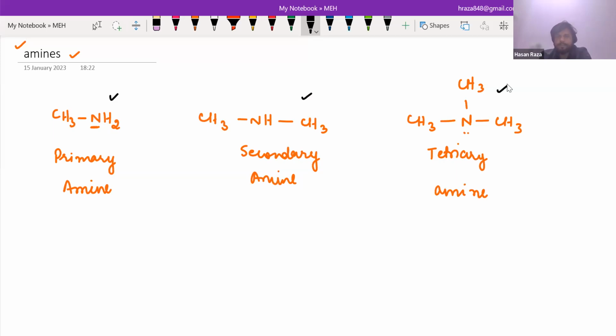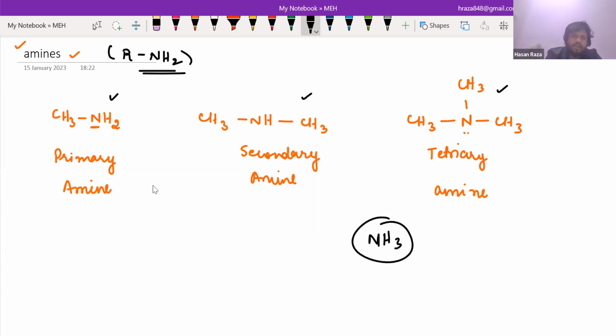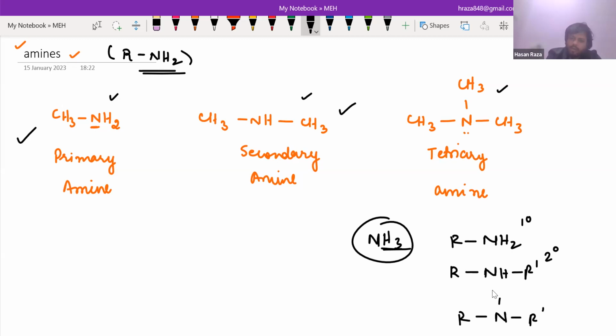Are you getting my point? Yes, sir. The amine we can write is RNH2. This comes from ammonia, NH3. These are all ammonia derivatives. How? You remove one hydrogen and put one R there, so it will be a primary amine. If you remove two hydrogens, it will be a secondary amine. And if you remove all the hydrogens, then it will be tertiary.